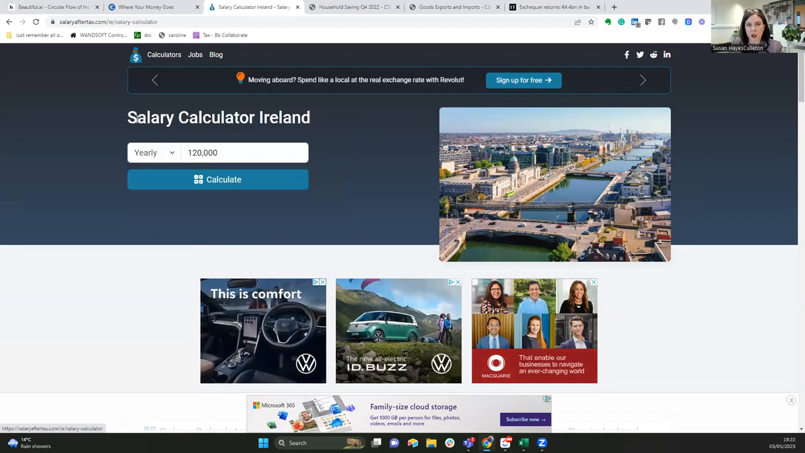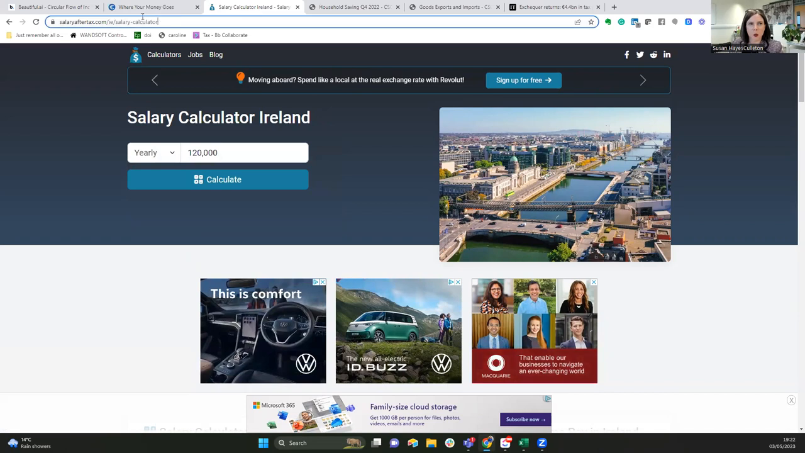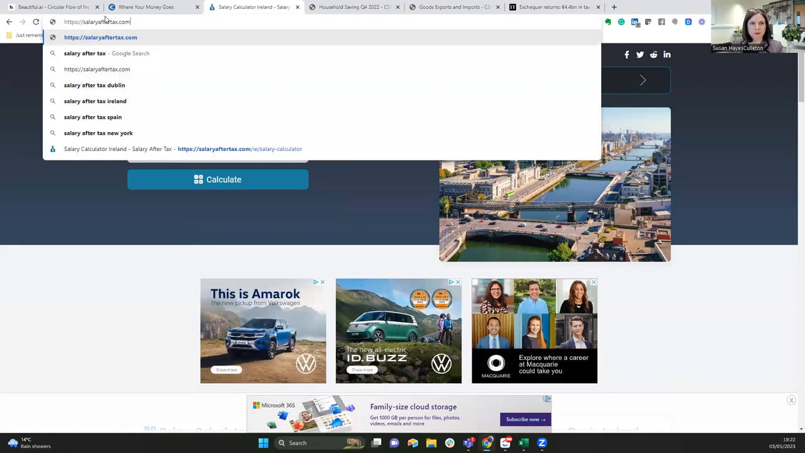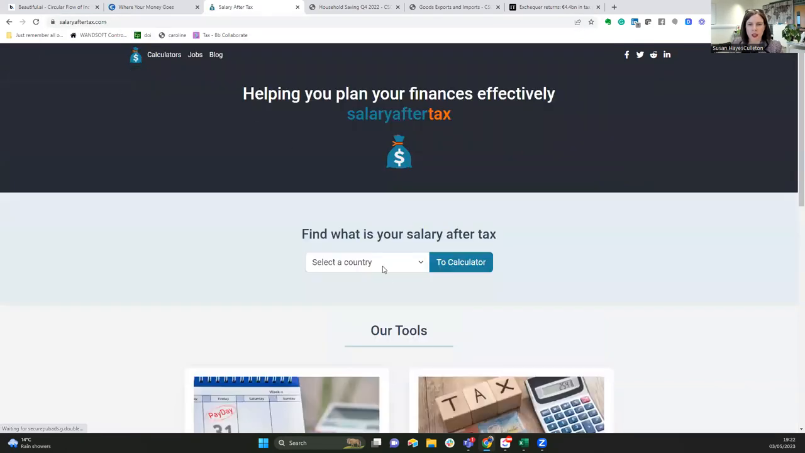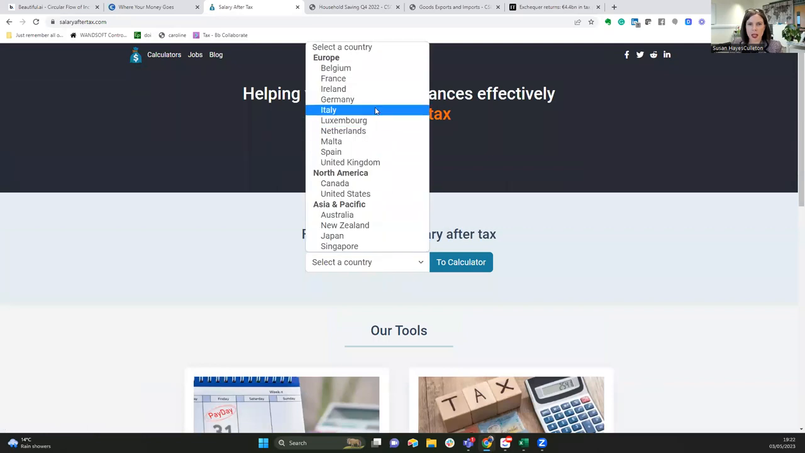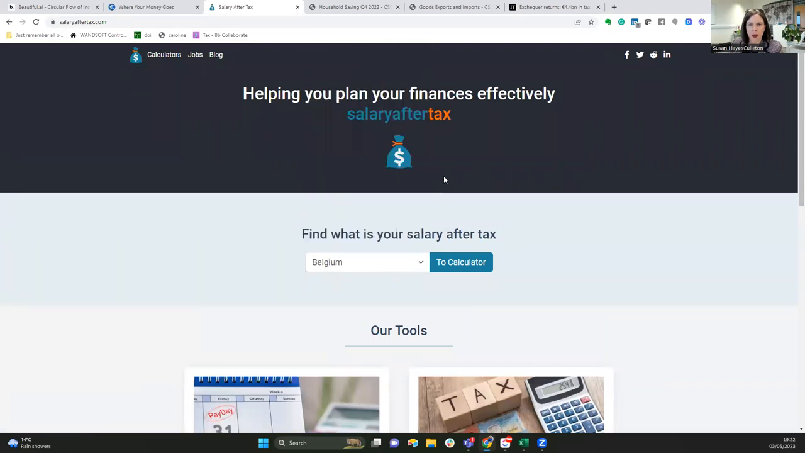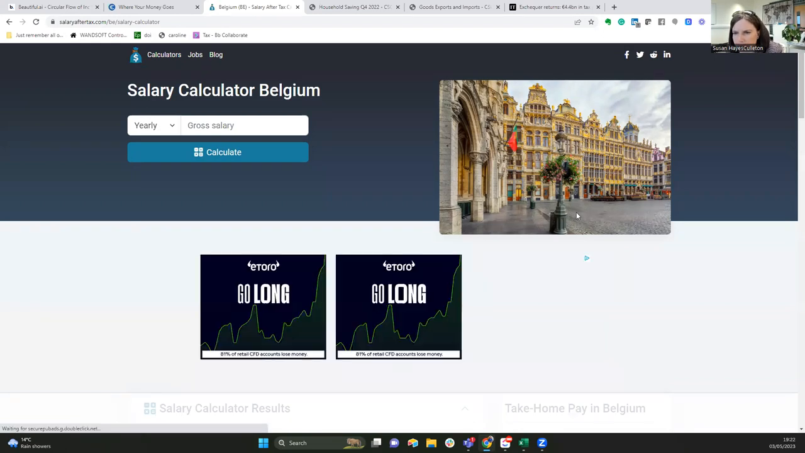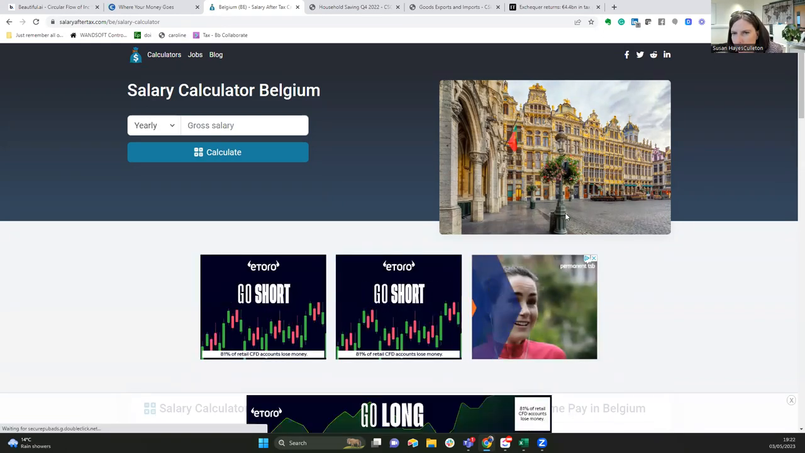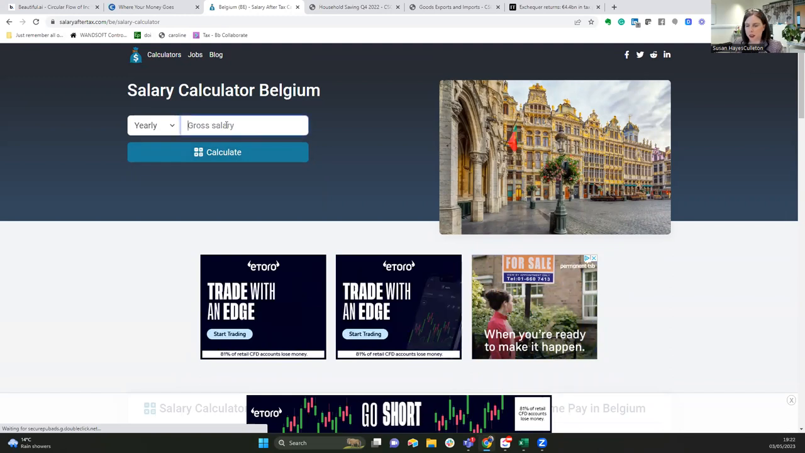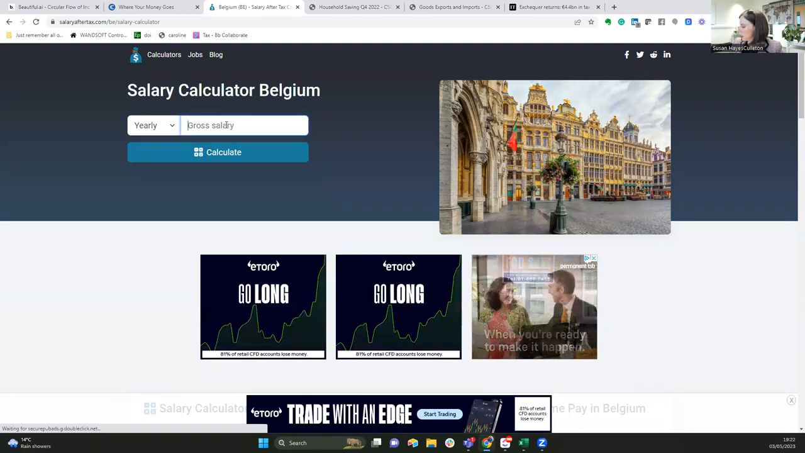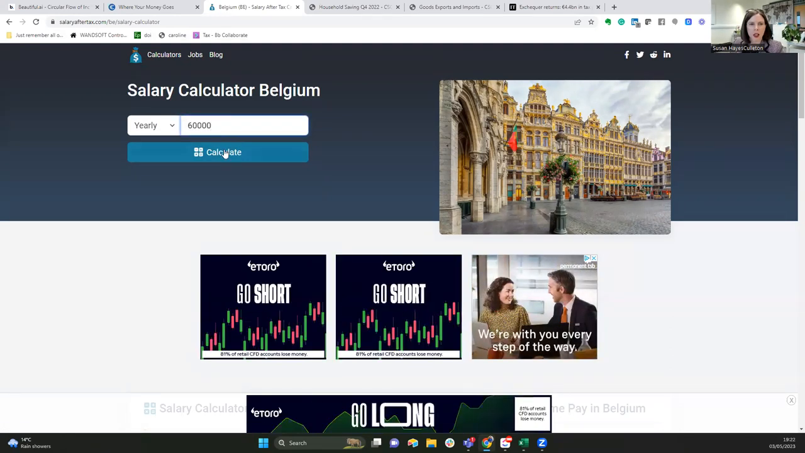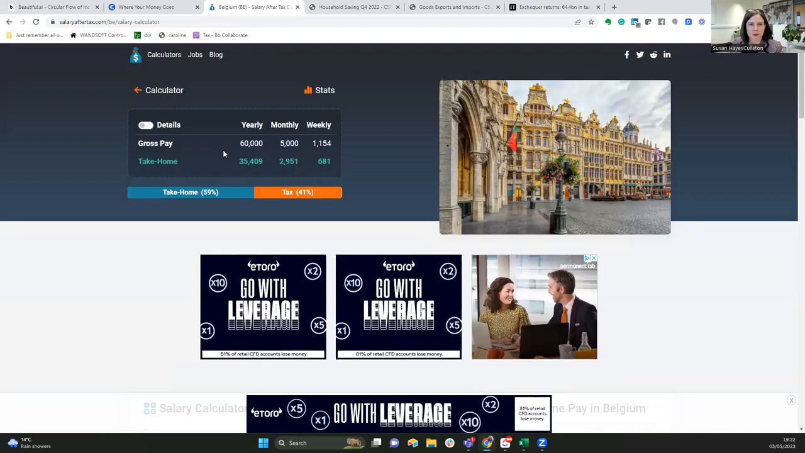The other thing that I like to do with this calculator is, what if I didn't live in Ireland? What if I was to live in Belgium, for example? Let me head off to the calculator. Oh, I love that picture. I was going to say that was Brussels, but I actually think that might be Antwerp. Anyway, if I take a look here, this time I'm going to earn 60,000 euros again. And what do I get this time?